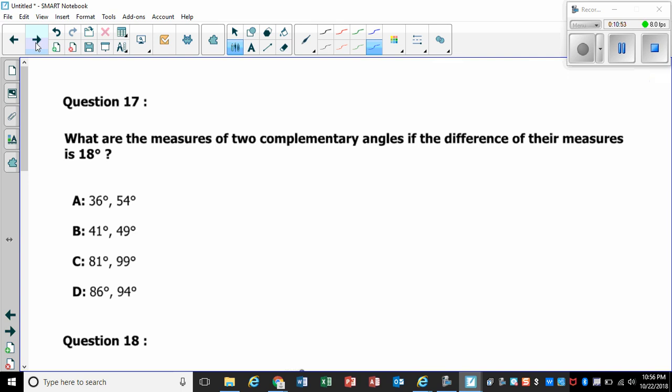Perfect. All right, 17: what are the measures of two complementary angles? Every time I see a word that needs to be defined, I underline it and write what that means. Complementary is 90. If the difference of their measures is 18, what are the two numbers? They have to add up to 90, so anything that doesn't add up to 90, I'm going to delete.